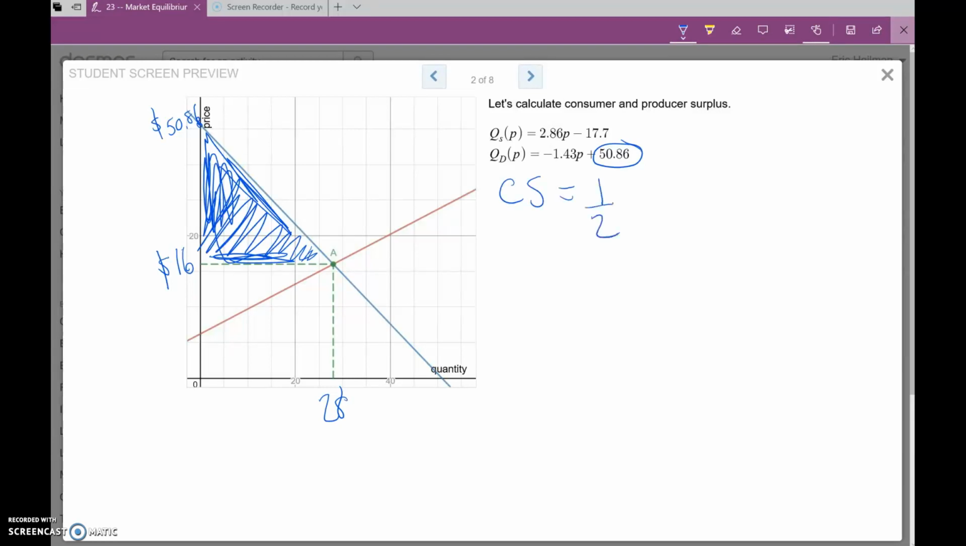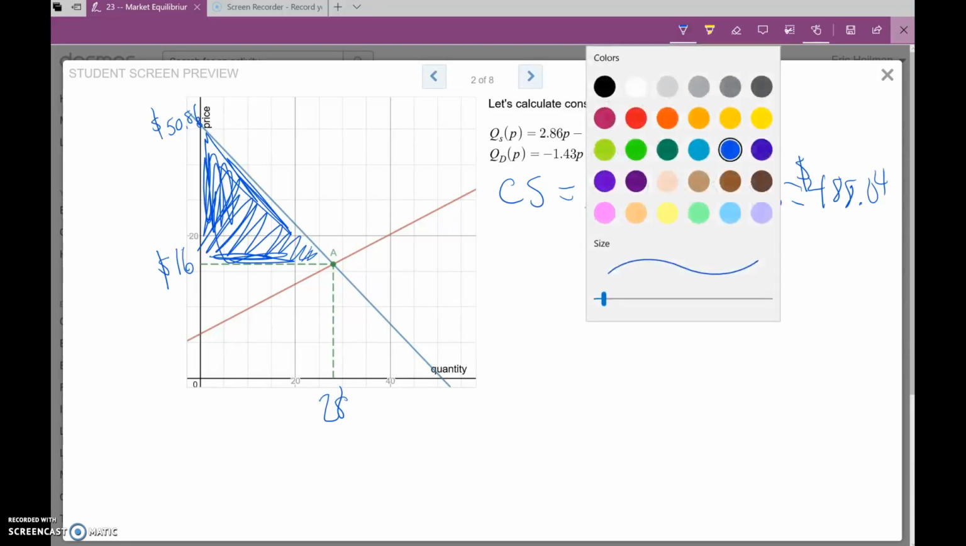So the area of that triangle is 1/2 times 28 times, and then 50.86 minus 16 is 34.86. So 1/2 times 28 times 34.86 is $488.04. So consumer surplus is $488.04.